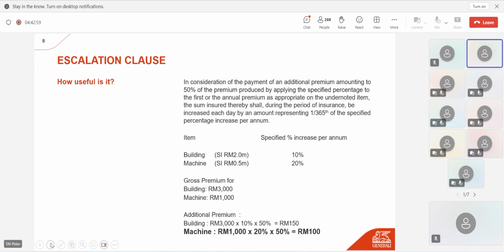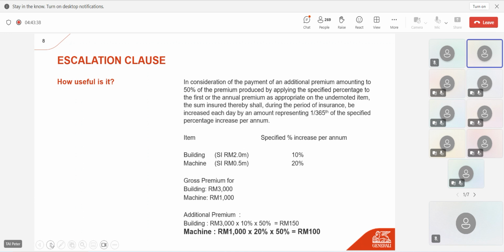So as time goes by, let's say, for example, you take a policy on 1st January. In November, let's say you have suffered a loss. Do you know that by November, the cost of raw material, manpower, everything has increased within that one year, unknowingly to you? Then suddenly when there is a loss, your sum insured is inadequate. So basically this clause can assist you in that.